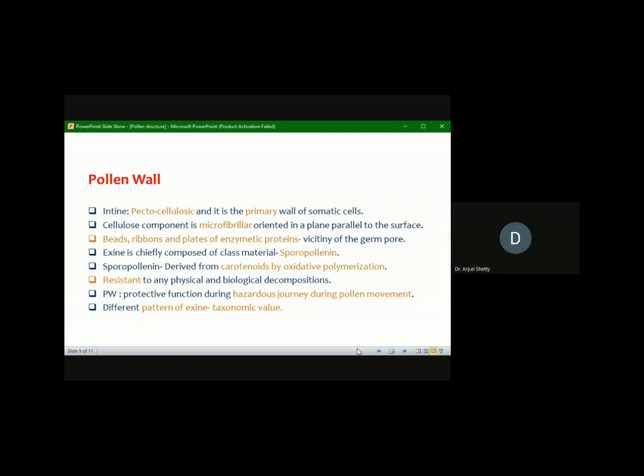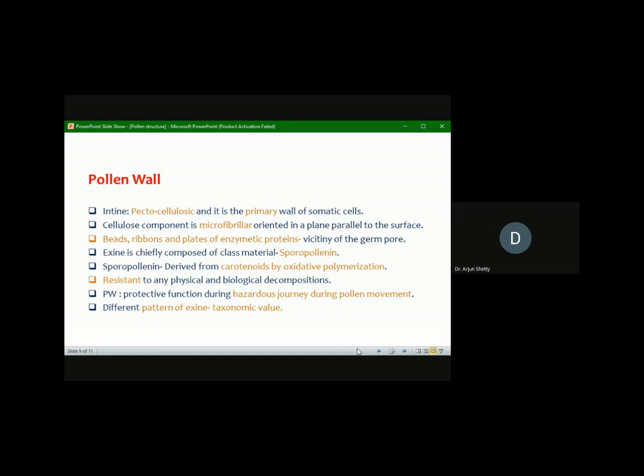Why? Because once the pollen comes onto the surface of a stigma, the germ pore has to come outside. The vegetative tube has to come and search for the germ pore. And near the germ pore, we are going to see a different structure on the pollen wall. It may be a bead-like, ribbon-like, or plate-like structure.